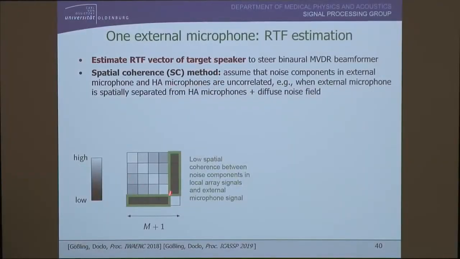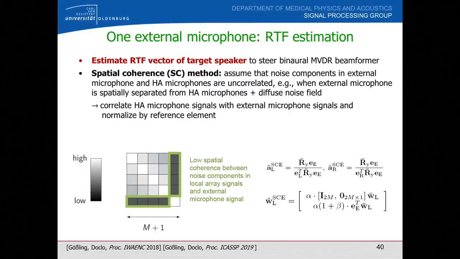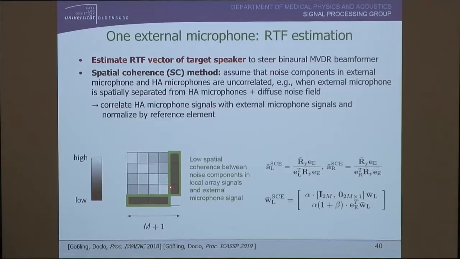So what happens then if this assumption is satisfied? If you look at this covariance matrix of the noisy signal and you look at the column or the row corresponding to the external microphone, basically the assumption is that there is no influence of the noise. So this just contains speech information. So basically this is an estimate of your relative transfer function of the desired speaker. So you can just take the noisy correlation matrix, take the correct column to estimate the relative transfer function, normalize by the correct element, and you have an estimate of your relative transfer function vector. And then you can do beamforming.